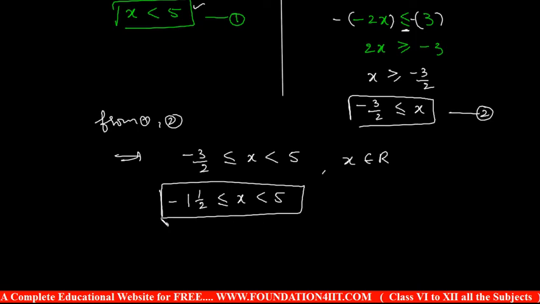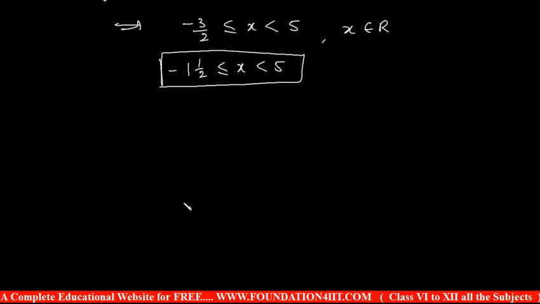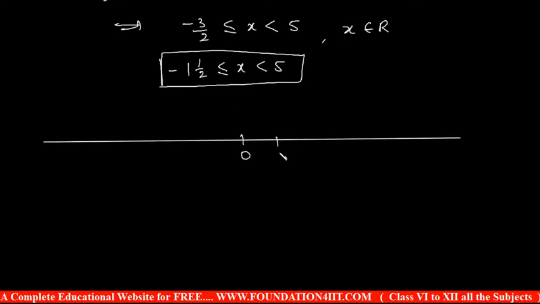This we will represent on the number line. So let us take the number line. On this side 0, 1, 2, 3, 4, 5, 6, because 5 is also there, and on the other side minus 1, minus 2, minus 3, minus 4, and so on. Here, if you notice, 5 is not included, since x is less than 5, so 5 should be an open circle. And then minus 1 and half.